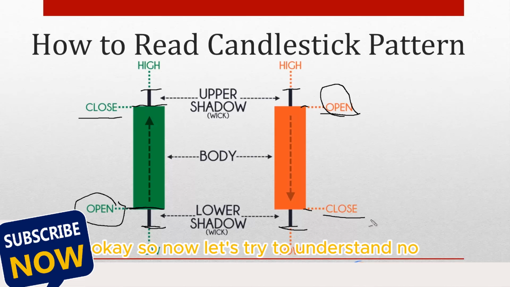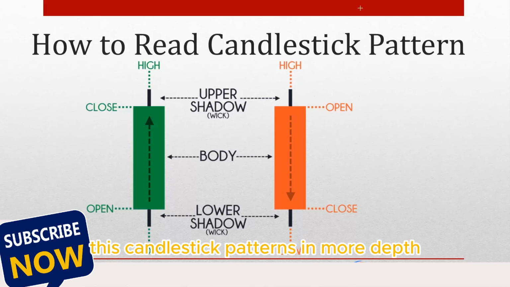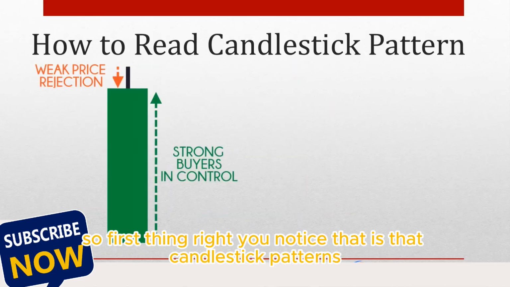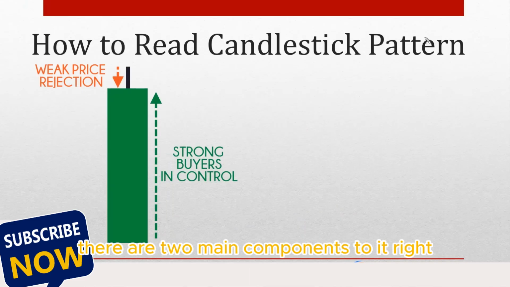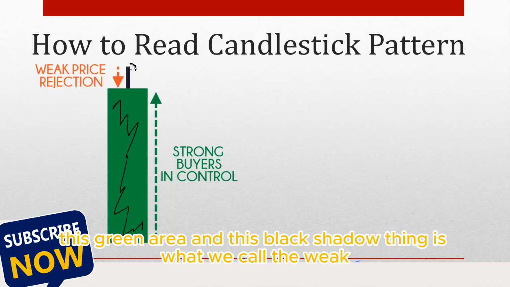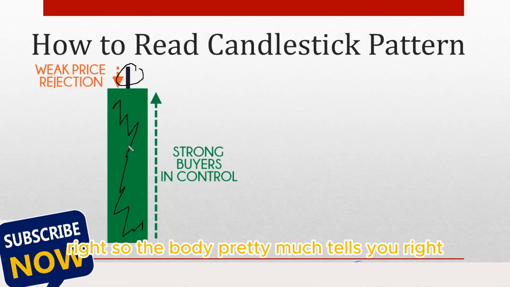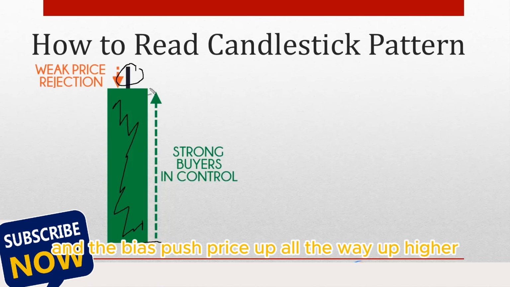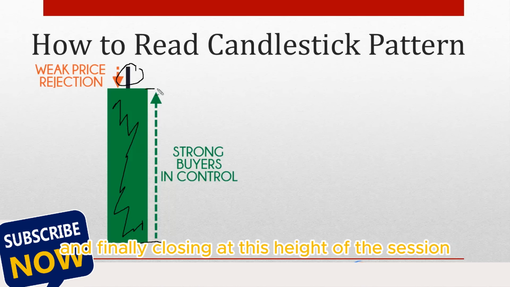So now let's try to understand these candlestick patterns in more depth. The first thing you'll notice is that there are two main components to a candlestick. One is what we call the body. This portion here, this green area, is the body, and this black shadow is what we call the wick. The body pretty much tells you who's in control. In this case, you can see that the opening price is over here, and the buyers pushed price all the way higher, finally closing at the high of the session.